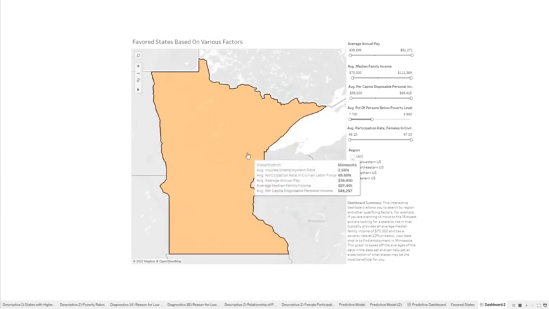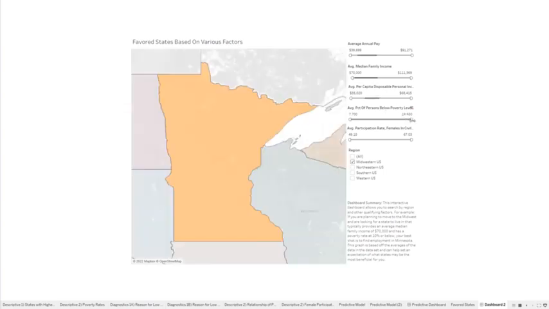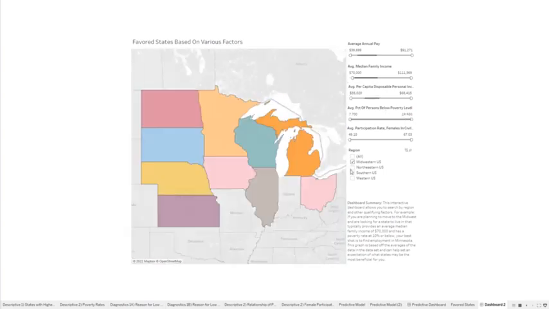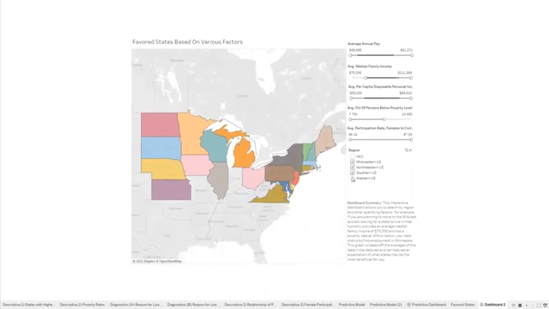So this individual may say, hey, Minnesota is a great place for me. I have a family. I want a state that provides well for my family and has a low poverty level. So various factors influence users' decisions, but with this dashboard, users can view all sorts of states in the union that meet their desired needs.